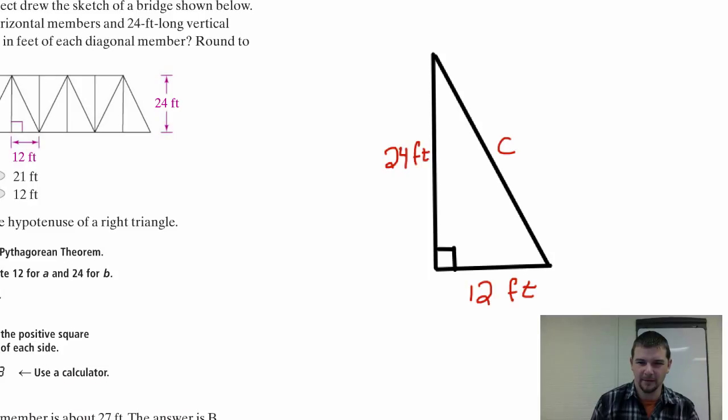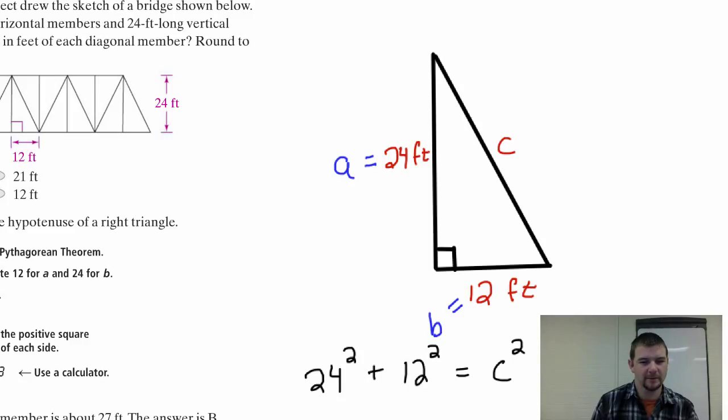To complete this work and find our solution, we now apply the Pythagorean theorem. We let one leg be A, we let the other leg be B, and we let our hypotenuse remain C, our unknown value. And much as before, we will write out the equation a squared plus b squared equals c squared, and in this case, substituting in our values, we'll find 24 squared plus 12 squared equals c squared.